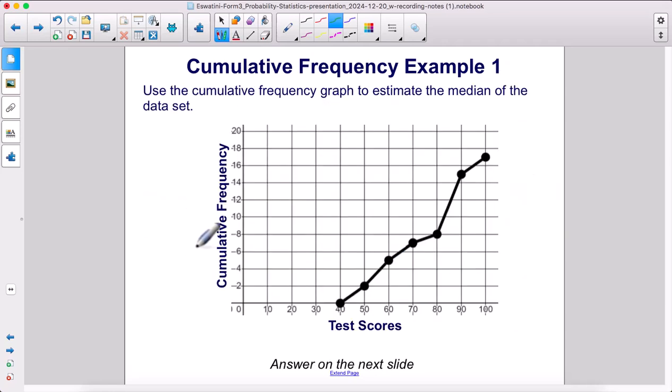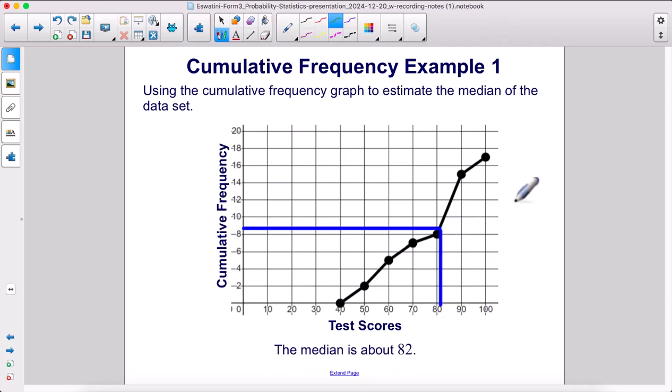Use the cumulative frequency graph to estimate the median of the dataset. All right, the highest point is 17, so we have to cut that in half. 16 cut in half would be 8. And 9 doubled would be 18. So we're looking at 8.5 as the frequency that's in the middle. If we go across, we see that it's right here. It's a little bit more than 80, that is our median. As you can see here, the median is about 82.